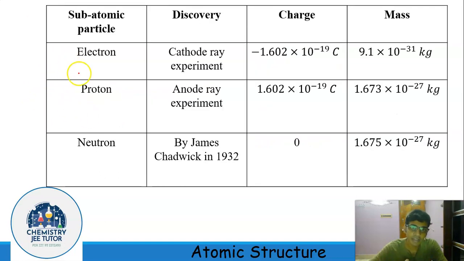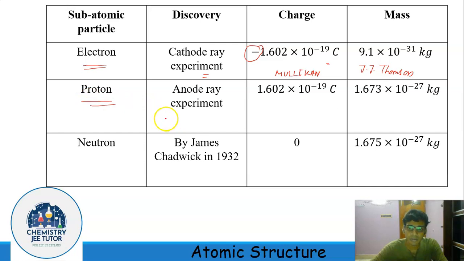The subatomic particle electron was discovered in the cathode ray experiment, and it was found that it is negatively charged. The charge of an electron was determined by Millikan in his famous oil drop experiment, and it was found that this charge is minus 1.602 into 10 to the power minus 19 coulomb. And the mass of electron was determined by J.J. Thomson, and it was found to be 9.1 into 10 to the power minus 31 kg. So it is a very light particle.